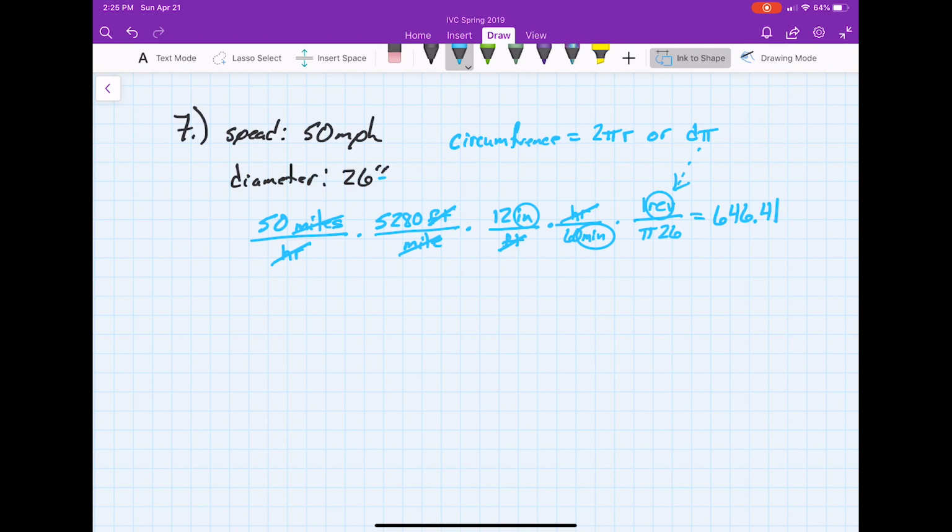Oh, because we have pi 26, it's actually pi 26 inches. So the inches would cancel out. Those inches there would cancel those inches out. So we have 646.41 revs per minute. We have revs on the top and a per because of the fraction bar, minute. And there you go. That's number 7.